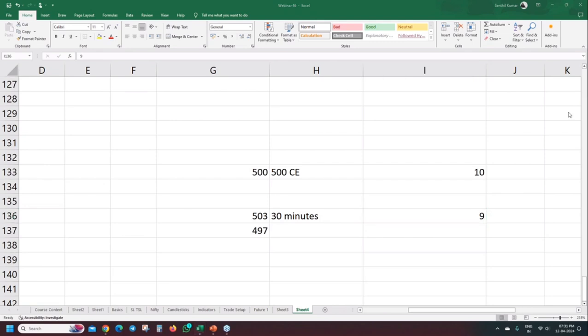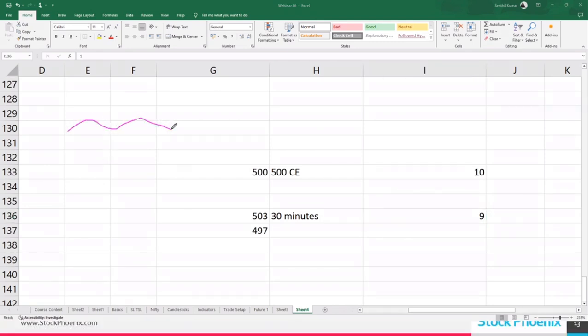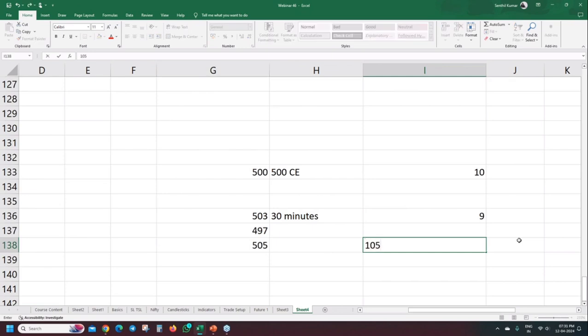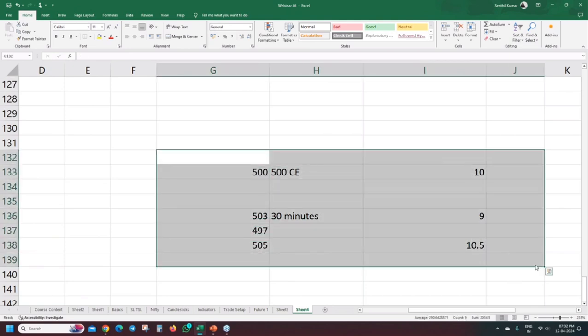If future or cash market is giving a consolidation, option will keep on depreciating. Again, if at the end of the day it is closing at 505, this will come back only to 10.5. It will not give you big profit. So always remember we should get in with good volume when we trade in options.